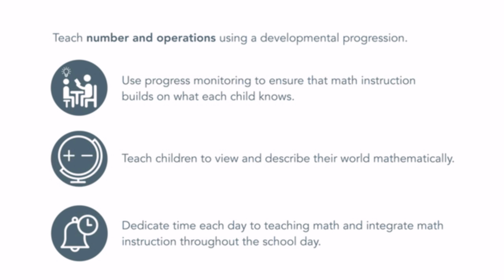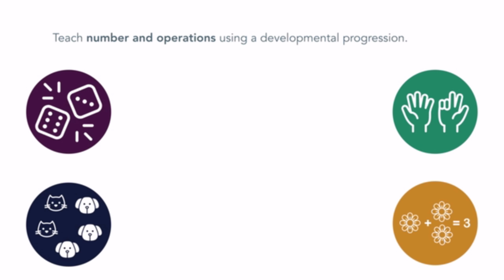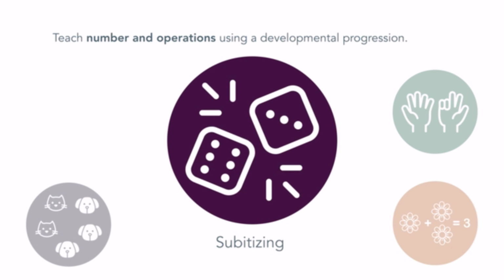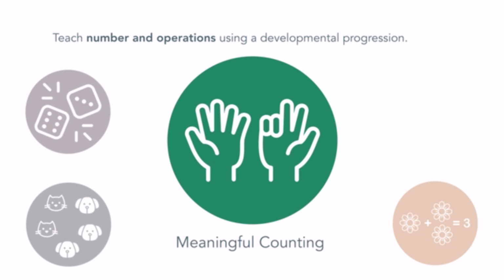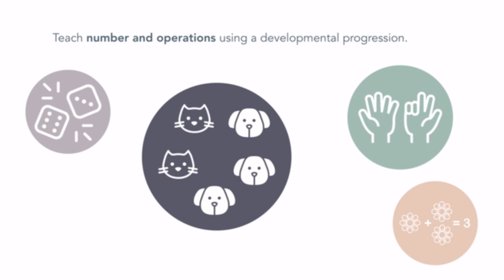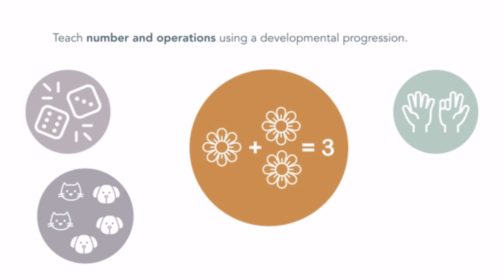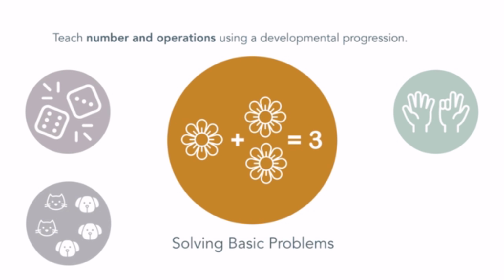To help you develop a powerful understanding of the developmental progression for number and operations, the toolkit is divided into 4 content modules: subitizing, meaningful counting, comparing and labeling magnitudes, and solving basic problems.